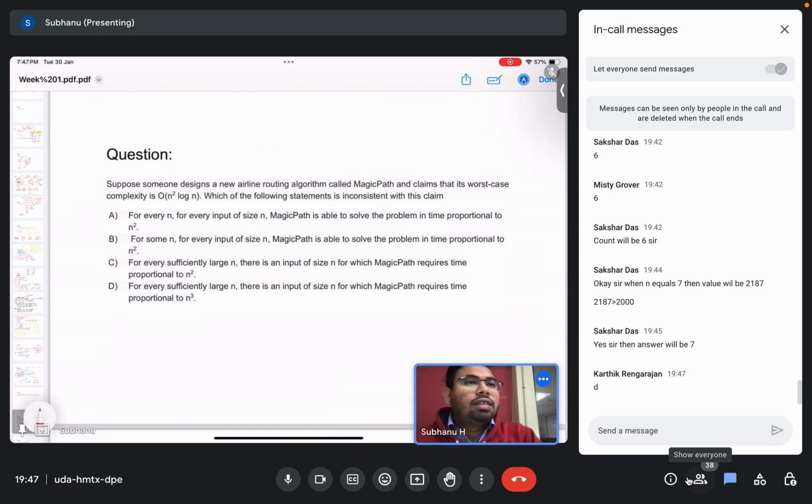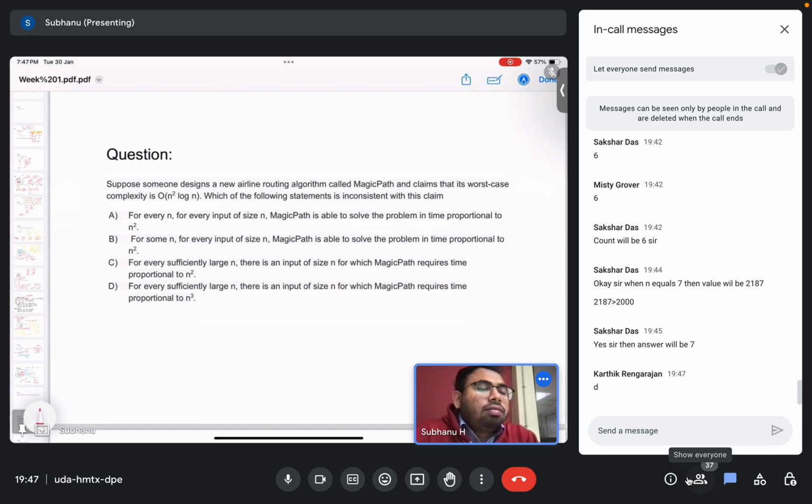Karthik is saying that D is the correct answer. How? For every sufficiently large n, there is an input of size n for which Magic Path requires time proportional to n cube.